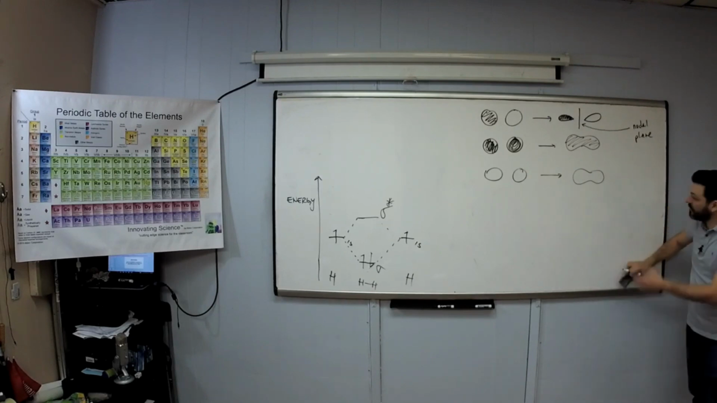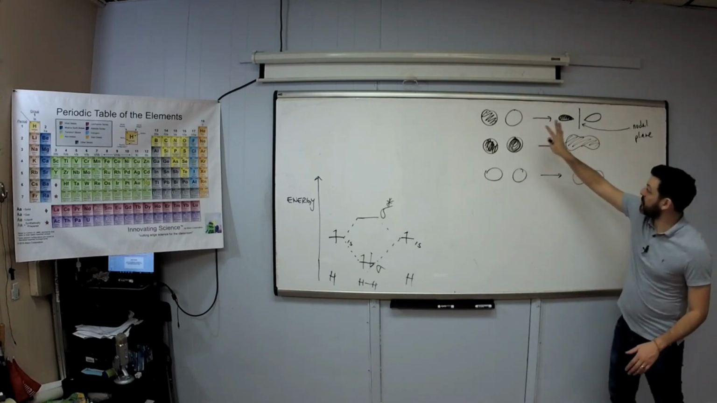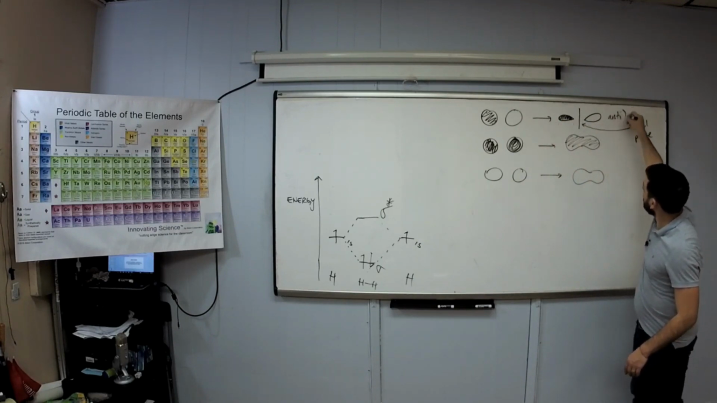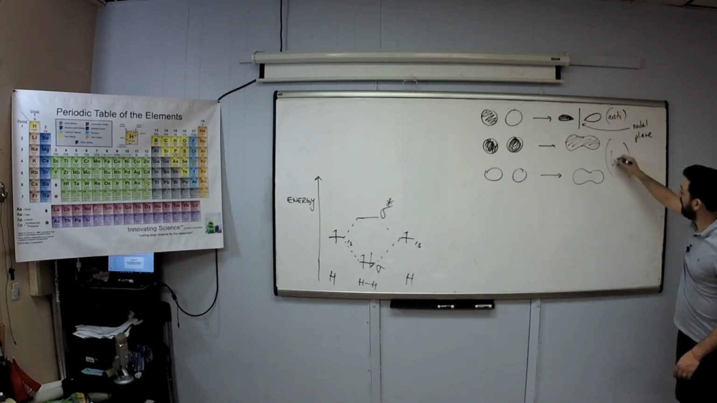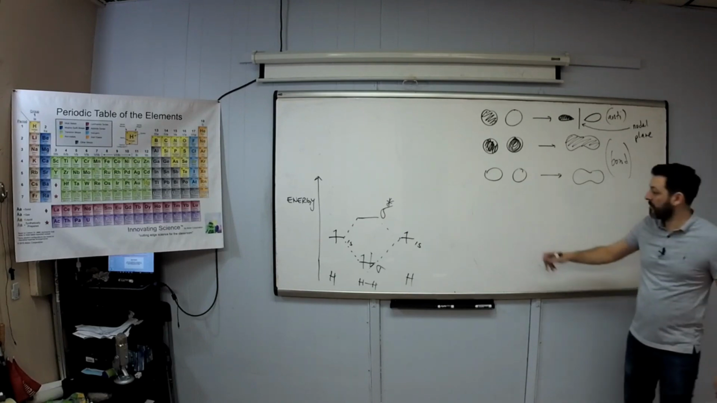So I'm showing you all of the cases of sigma bonding with two s orbitals, anti-bonding. This one is anti-bonding, and these are both bonding. And now we can show the sigma cases for p orbitals.